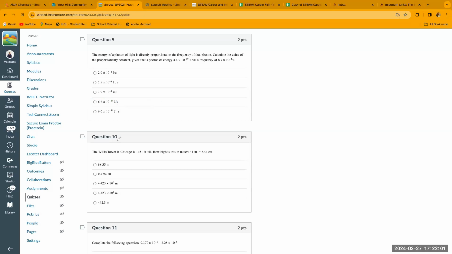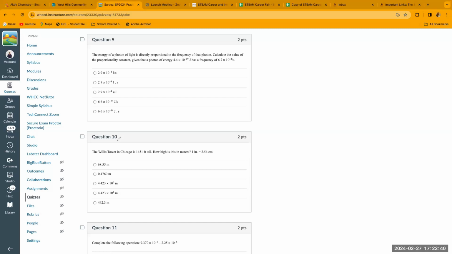Okay, so the next question says, the energy of a photon of light is directly proportional to the frequency of that photon. Calculate the value of the proportionality constant, given that a photon of energy 4.4 times 10 to the negative 19 joules has a frequency of 6.7 times 10 to the 14th per second.